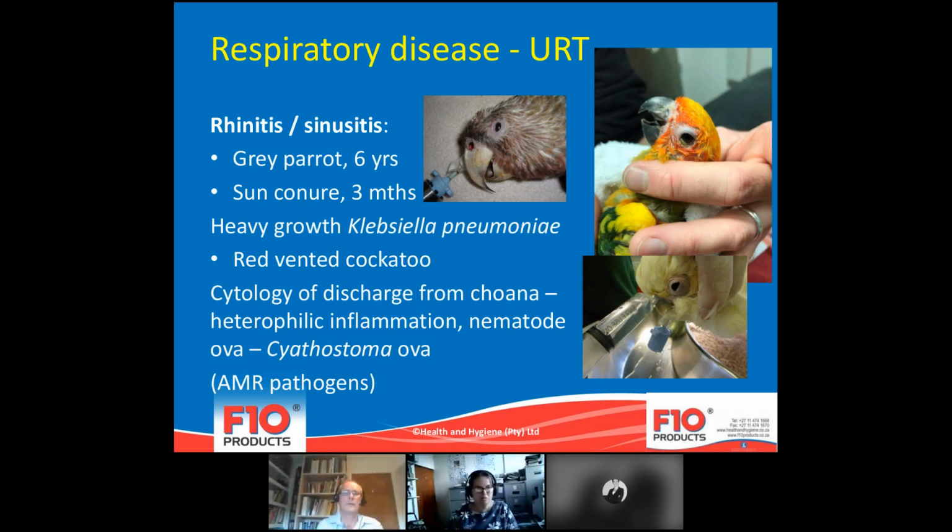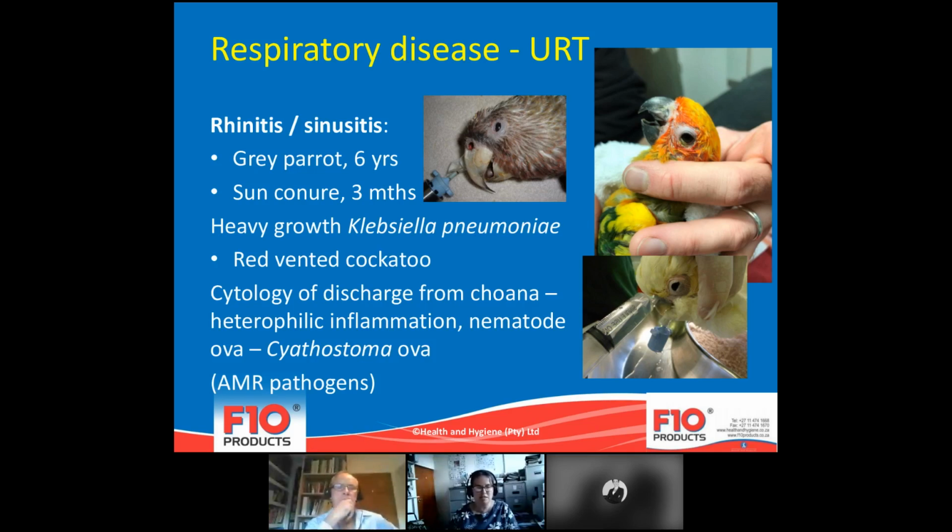And this third case was a little bit more unusual. This is a group, we have a few of these critically endangered cockatoos that I think initially were a confiscation. So they come from the Philippines, they're really important birds. And we had a few of them that were showing upper respiratory tract signs. And this particular one, when we had a look at it, there was a discharge from the choana, and on cytology, as well as seeing some degenerate heterophils, we also saw some nematode eggs. And these actually turned out to be Cyathostoma eggs.